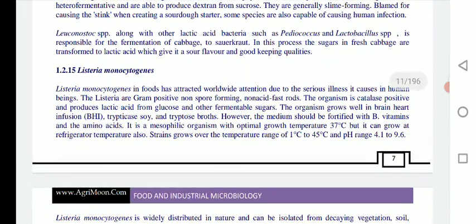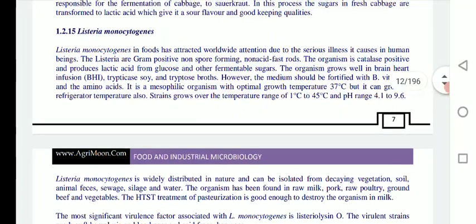Then the next bacteria is Listeria monocytogenes. Listeria monocytogenes in food has attracted worldwide attention due to a serious illness it causes in human beings. Listeria are gram-positive, non-spore forming, non-acid-fast rods. The organism is catalase positive, and it produces lactic acid from glucose and other fermentable sugars. The organism grows well in brain heart infusion, trypticase soy and trypticase broth. However, the medium should be fortified with vitamin B and some amino acids.